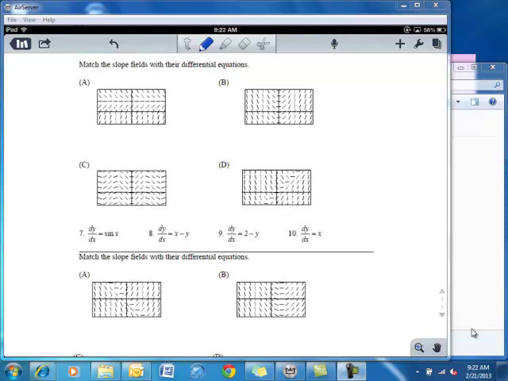So as we look through there, I would say that A will not be 7, right? A will not be 8. And A won't be 10 either, right? So I think that A has to be matched up with 9.